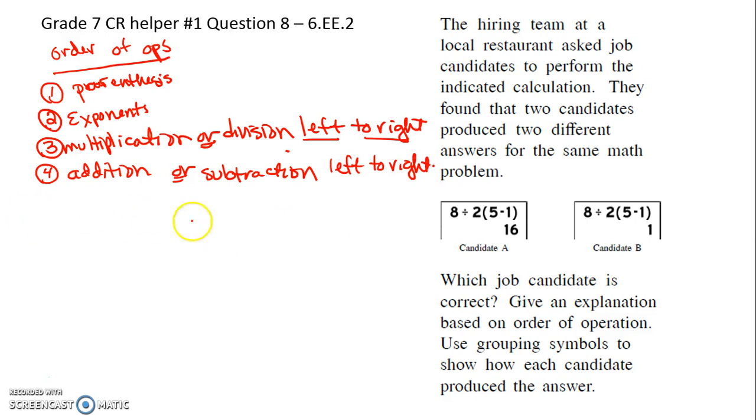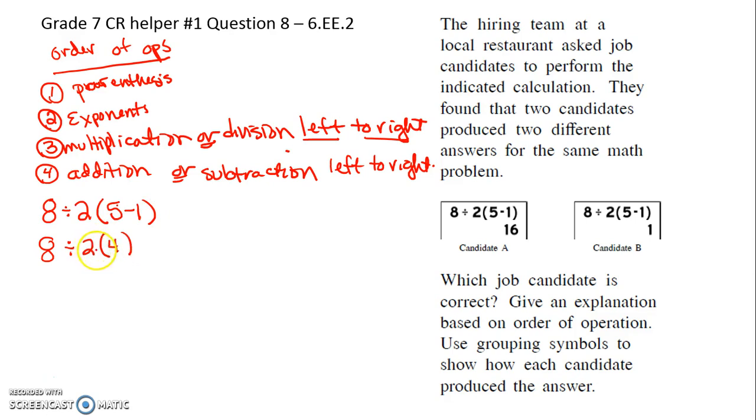Okay? So now, to figure out which candidate is right, let's go ahead and just simplify this expression using our order of ops. So let's take a look at 8 divided by 2, and then in parentheses, 5 minus 1. Based on our order of operations, we have to work within parentheses first. So within parentheses, 5 minus 1 is 4. So that says 8 divided by 2, and then in parentheses 4.